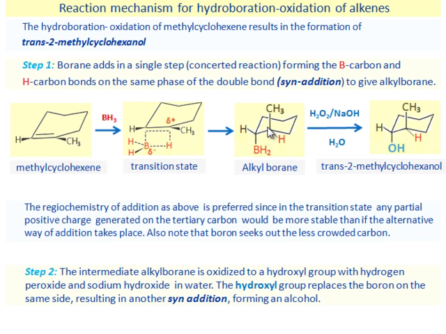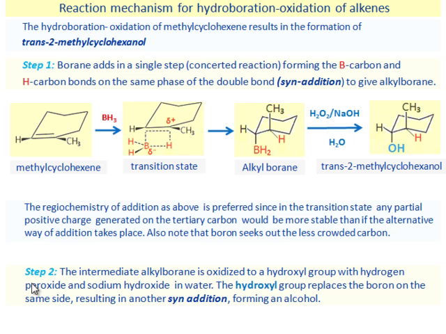Step 1. Borane adds in a single step, forming the boron-carbon and hydrogen-carbon bonds on the same face of the double bond to give alkyl borane. The regiochemistry of addition as above is preferred since in the transition state, any partial positive charge generated on the tertiary carbon would be more stable than if the alternate way of addition takes place. Also note that boron seeks out the less crowded carbon.